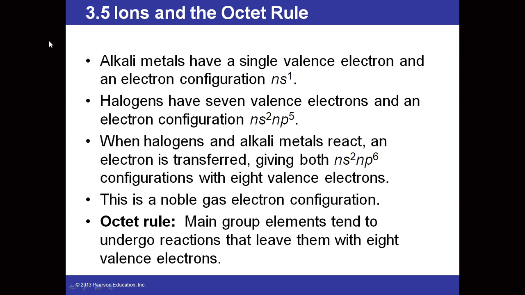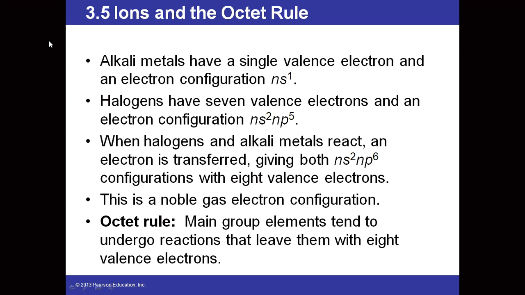When halogens and alkali metals react, an electron is transferred, giving both ns2 np6, which is configured to achieve 8 valence electrons. Now, this word valence just means outer shell of an atom. If you picture an atom as having a central nucleus with protons and neutrons in the center, the electrons are free floating on the outside, and the electrons found on the outermost level represent those valence or available electrons for reaction.